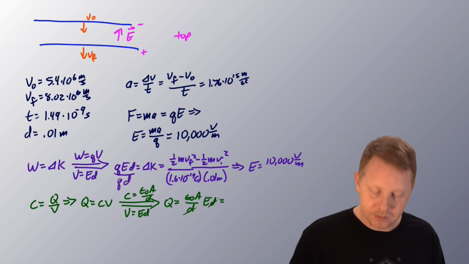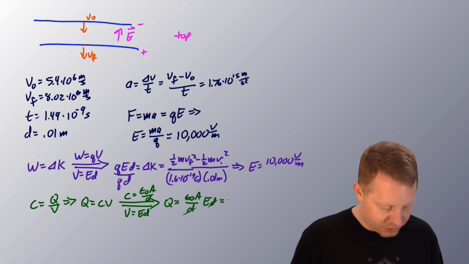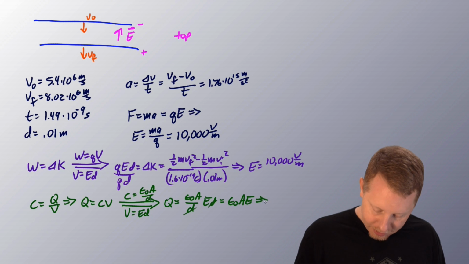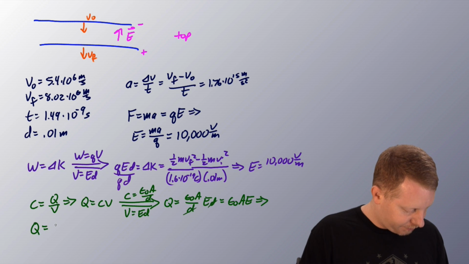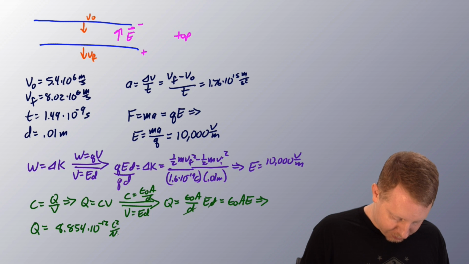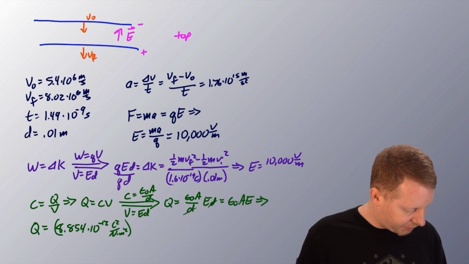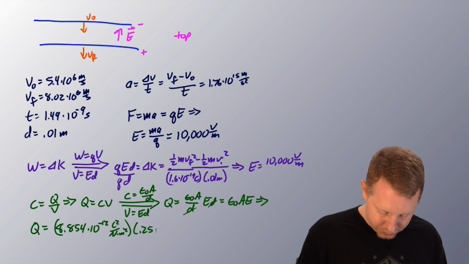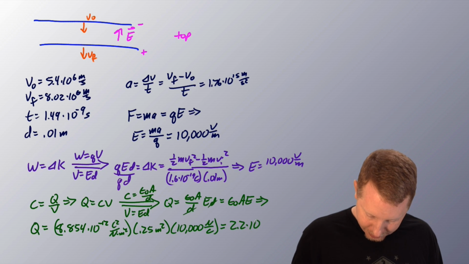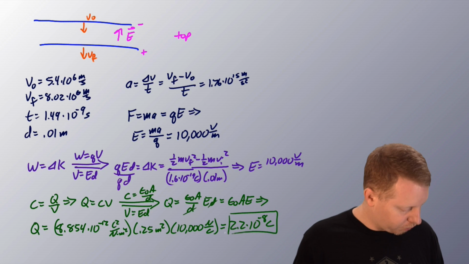which, since the separation of the plates makes a ratio of 1, we just end up with epsilon naught A times the electric field strength. Therefore, our charge is going to be epsilon naught, 8.854 times 10 to the minus 12 coulomb squared per newton meter squared, times our area, given in the problem as 1/4 of a square meter, times our electric field strength, which we just found is 10,000 volts per meter, or 10,000 newtons per coulomb, for a total of about 2.2 times 10 to the minus 8 coulombs.